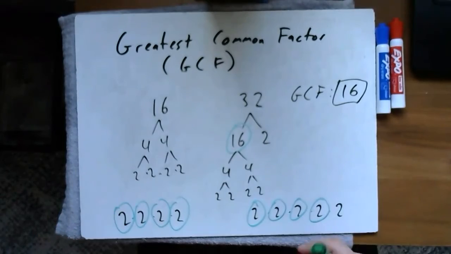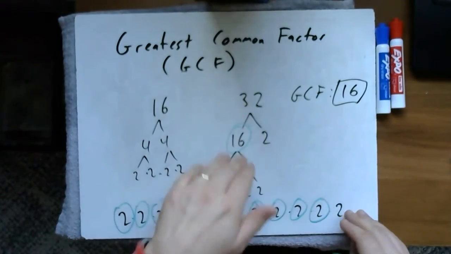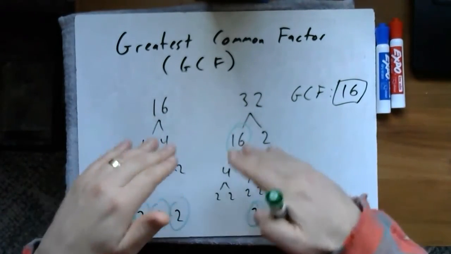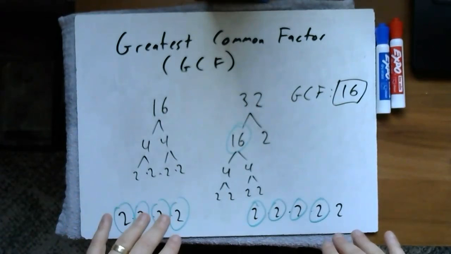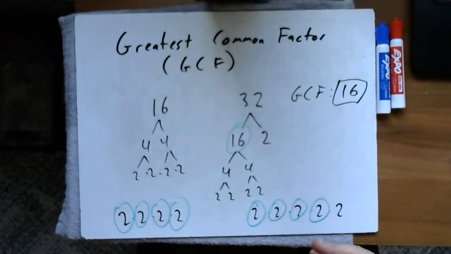And so let's say you didn't recognize that 16 was a factor of 32 right off the bat. Well, you can always break this down and you'll get the right answer, which is one of the cool things about being able to find the prime factorization. I hope this helps.